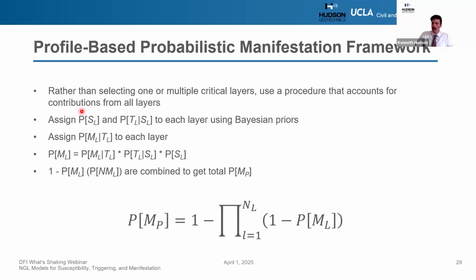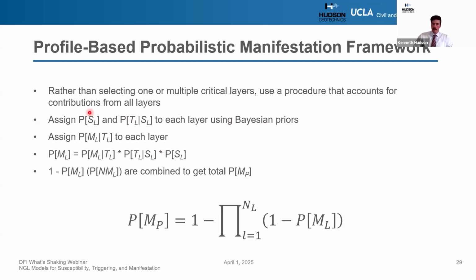So you'll see this notation, P for probability of in the brackets, and S is for susceptibility, with the subscript L meaning for a specific layer. So we do that for every single layer. We look at the probability of susceptibility, and then we look at the probability of triggering of a given layer conditioned on the susceptibility of that layer. So we could say, well, if we think that this layer is purely sand-like, what is the likelihood that it triggers? And if you multiply these two together using Bayesian statistics, you get a probability of triggering of that layer.